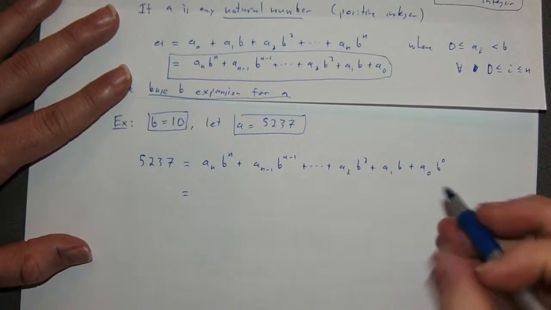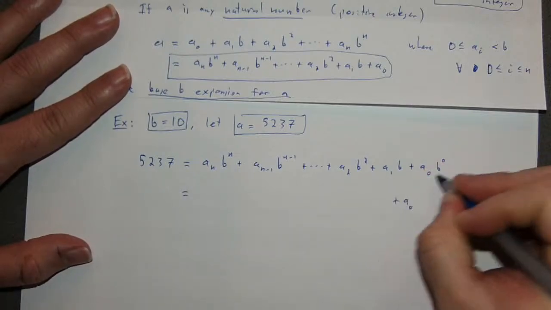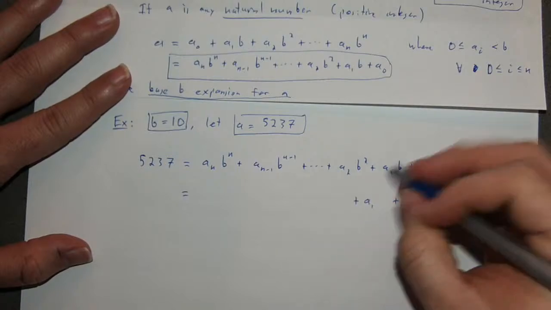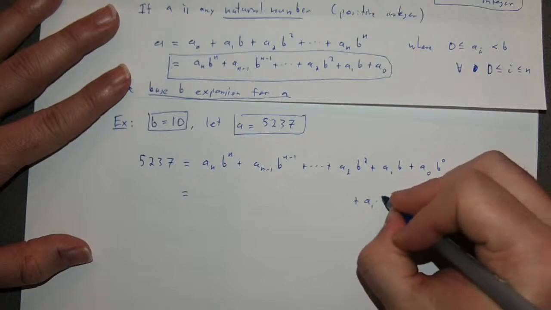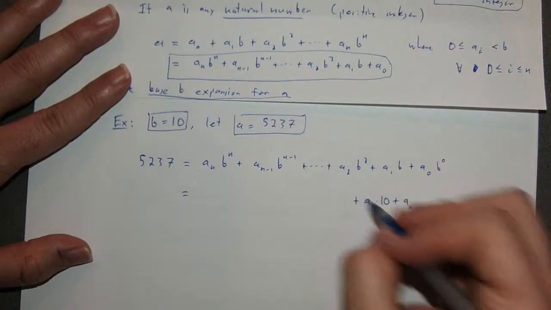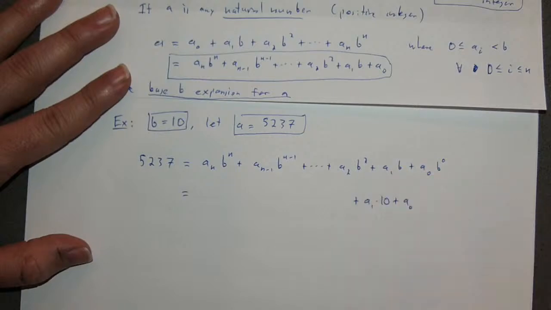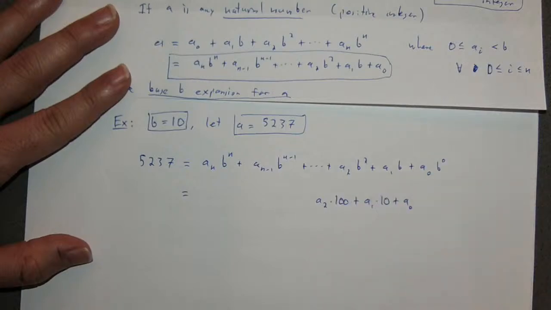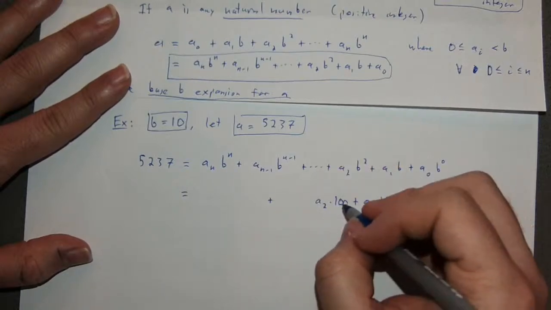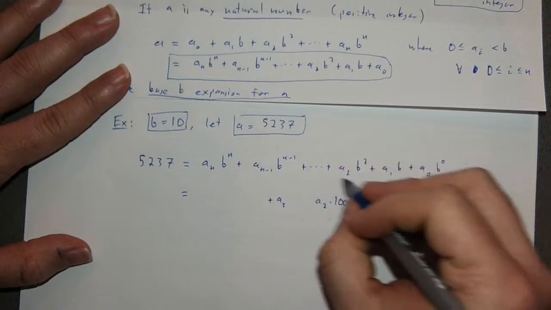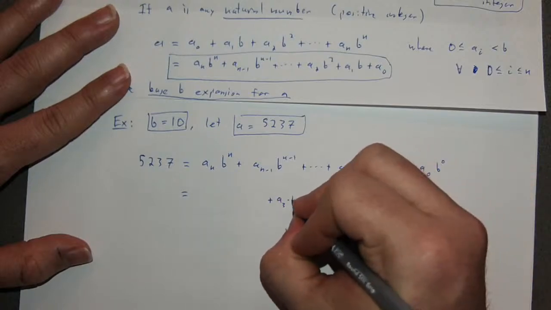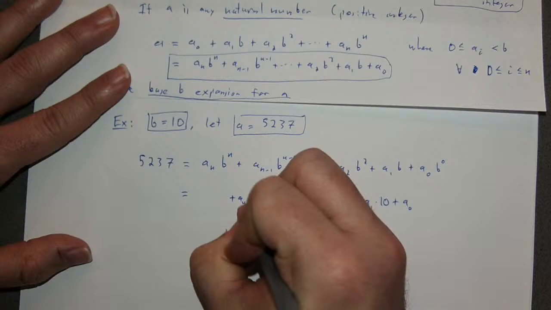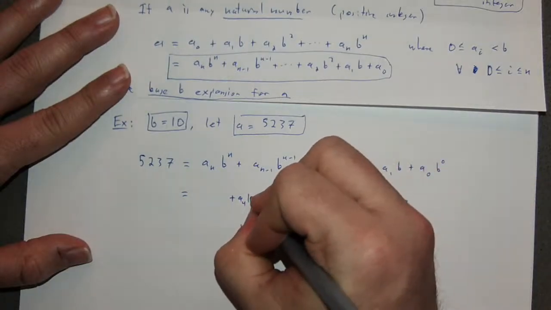So I would have a naught times 1, b to the 0, plus a1 times b, which is 10, times 10, plus a2 times b squared, which is 10 squared, which is 100, plus a3 times b cubed, which is 1,000, plus a sub 4 times b to the 4th, which is 10,000.